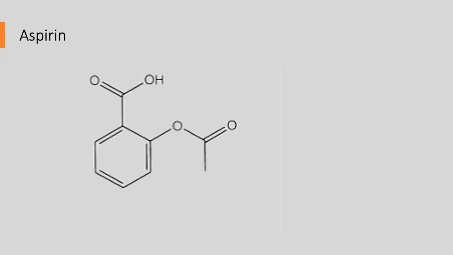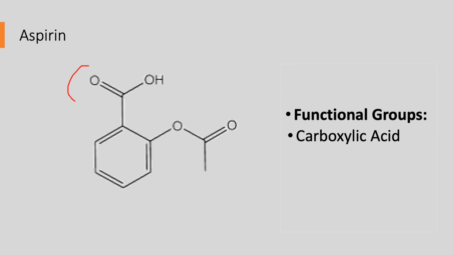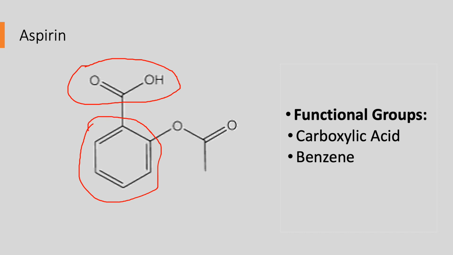As we did with pyruvate, we're now going to be looking at the organic structure of aspirin by looking at which functional groups are contained in the compound. The first functional group is a carboxylic acid, which is located right here. The next one is a benzene. And finally, we have an ester, located right here.